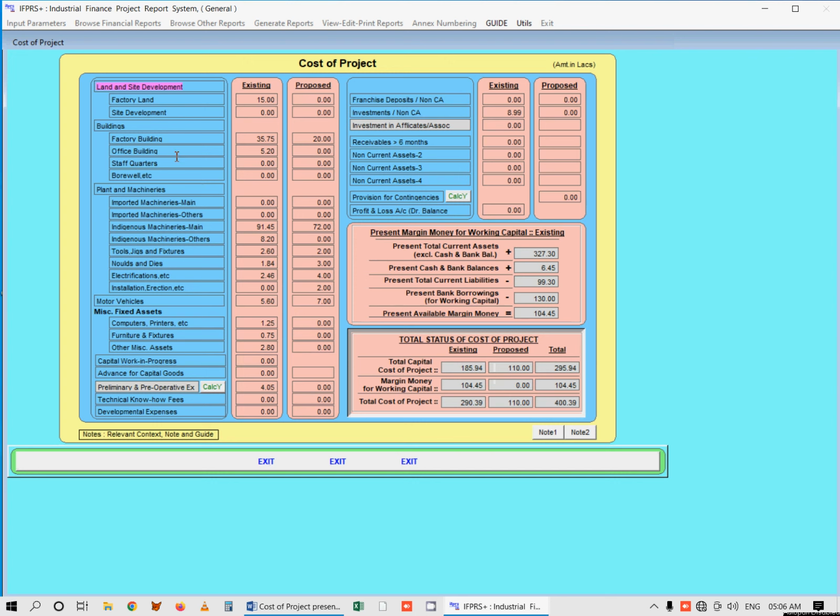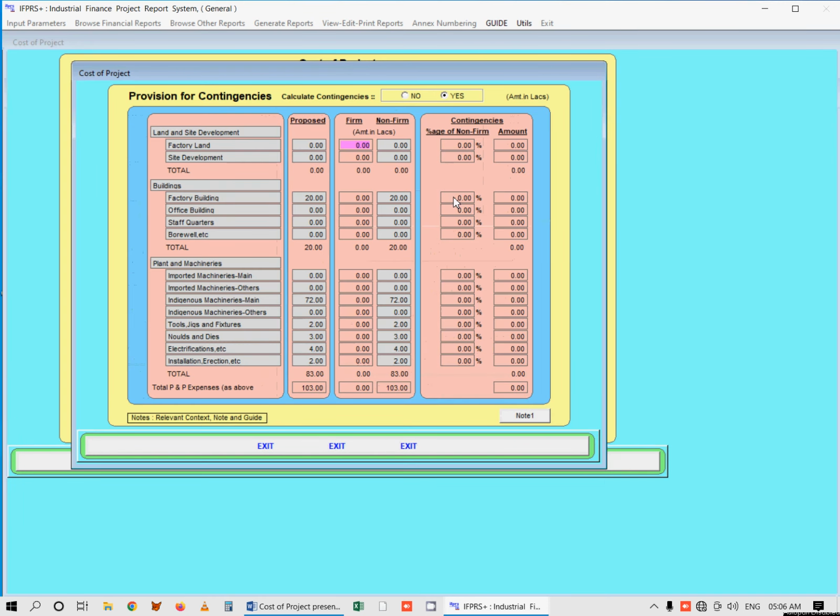Calculation of provision for contingencies. Within the main cost of project screen, the calculate button by the side of it opens up a screen for detailed calculation of provision for contingencies. It provides for a detailed calculation of provision for contingencies for all project related assets, considering to what extent the said cost is firm and to what extent it is non-firm, which is subject to escalation and contingency thereto.